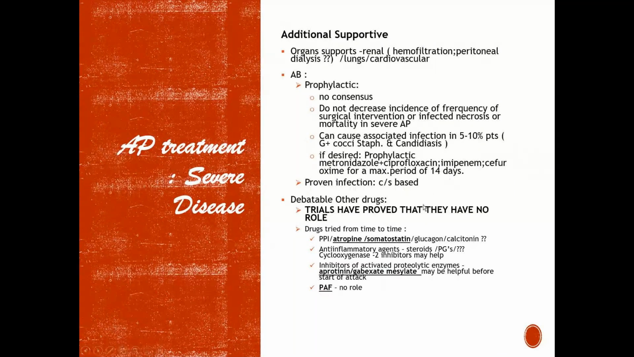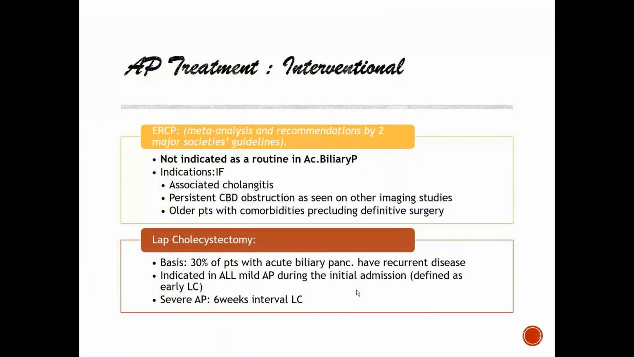When we were studying, a lot of drugs were advised, even 15, 20 years down the line, up to 2000, 2005. For example, atropine, somatostatin, aprotinin, gabexate mesylate, which are basically inhibitors of activated protein enzymes. They said it's going to deactivate trypsin. They are all no longer used. They have no role. I just included these names to tell you. PAF is platelet activating factor. So none of these drugs have any role to play in present-day management of acute pancreatitis.